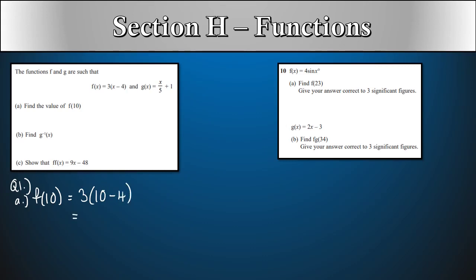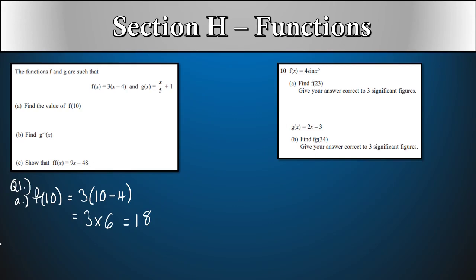And then all we need to do is actually calculate this. So do the bracket first using BIDMAS. 10 minus 4 is 6. So this is 3 times 6, and nice easy now, 6, 12, 18. So that answer is 18 there. So that's just finding the value of a function.